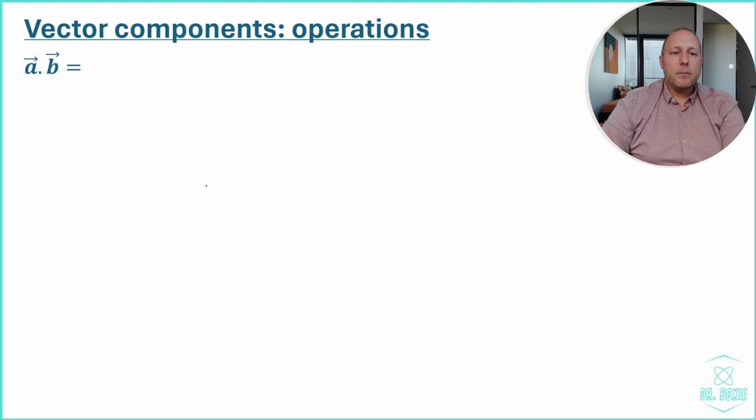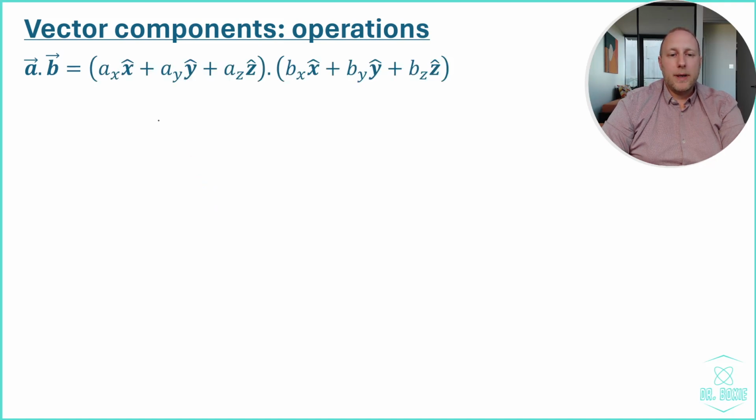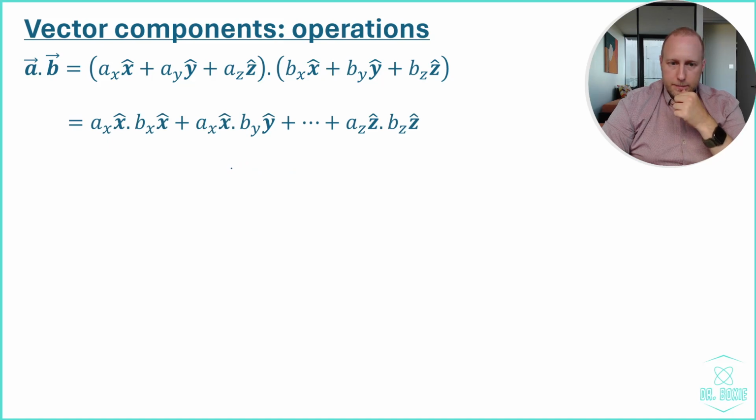We start by writing both A and B in terms of their components. So A is, for instance, AX x hat plus AY y hat plus AZ z hat. We get the dot product of two sums, and we saw the property of distributivity, meaning that we can work out the brackets. Each of the terms in the left bracket will be dotted with each of the terms on the right. In total, we get 9 terms. I wrote out some of them here.